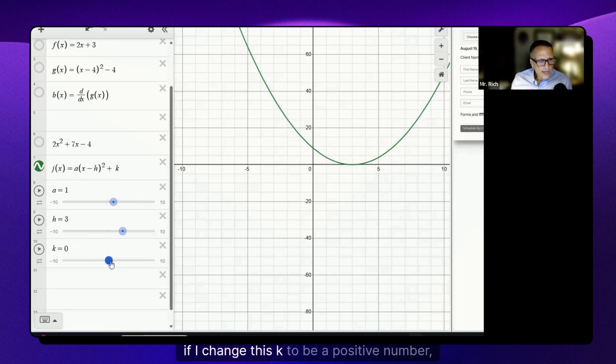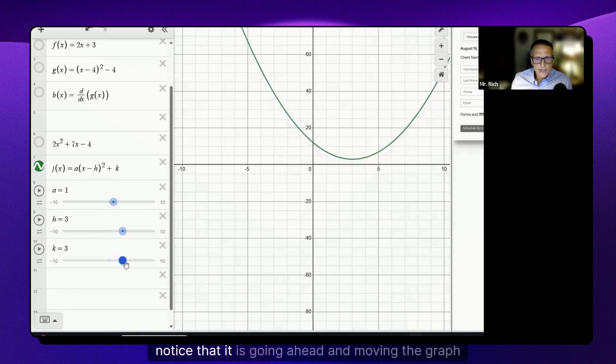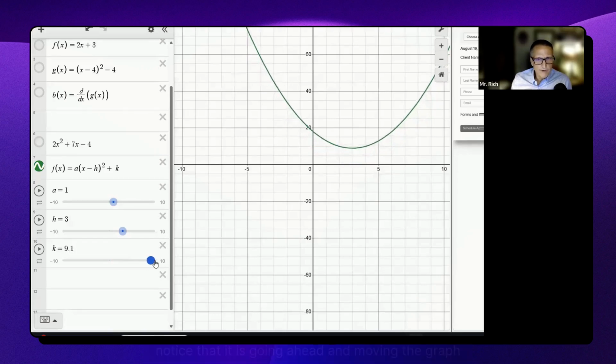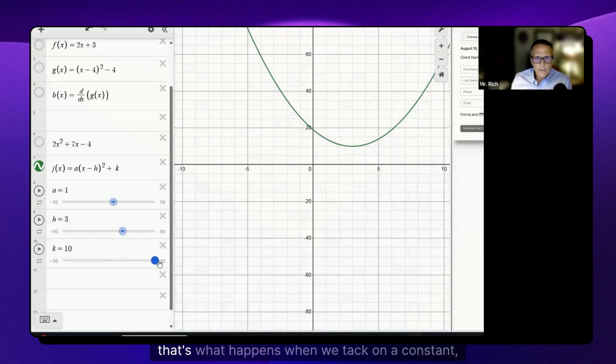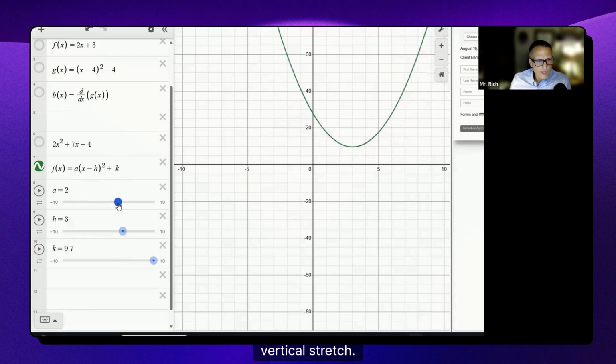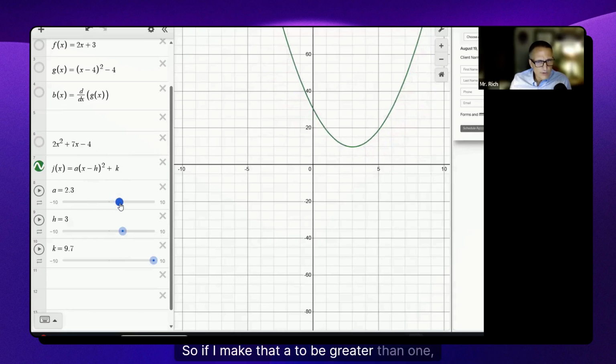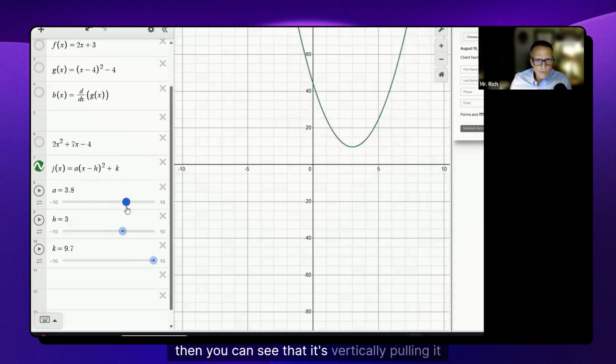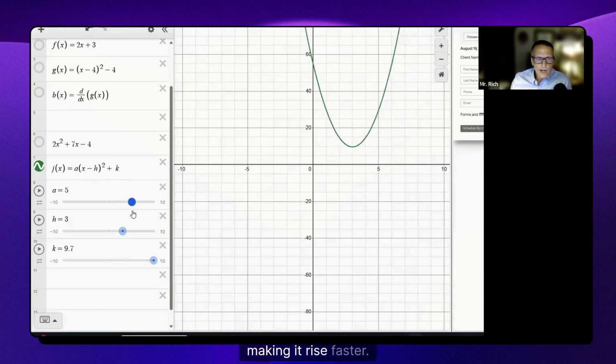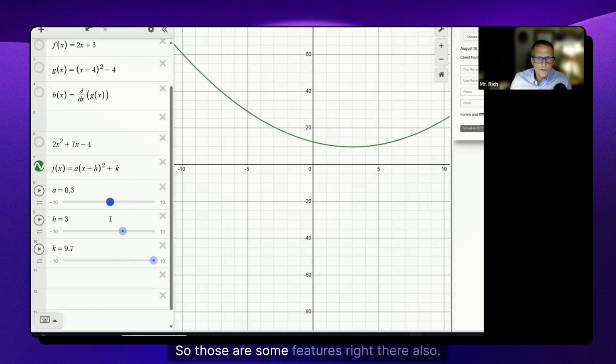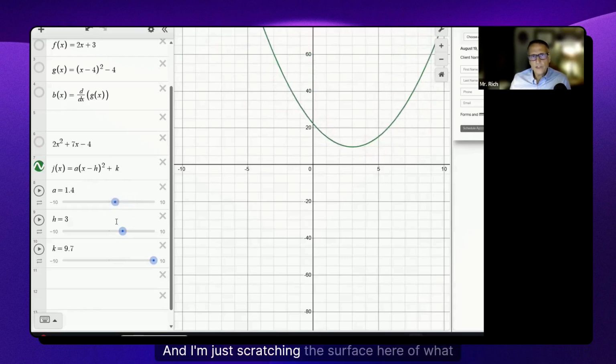Also, if I change this k to be a positive number, notice that it is moving the graph upwards, because we know that's what happens when we tack on a constant at the end of a function. It causes a vertical shift up or down. The a, the coefficient that's in front, that's going to be a vertical stretch. So if I make that a to be greater than 1, then you can see that it's vertically pulling it up, making it rise faster. So those are some features right there. And I'm just scratching the surface here of what you can do with Desmos.